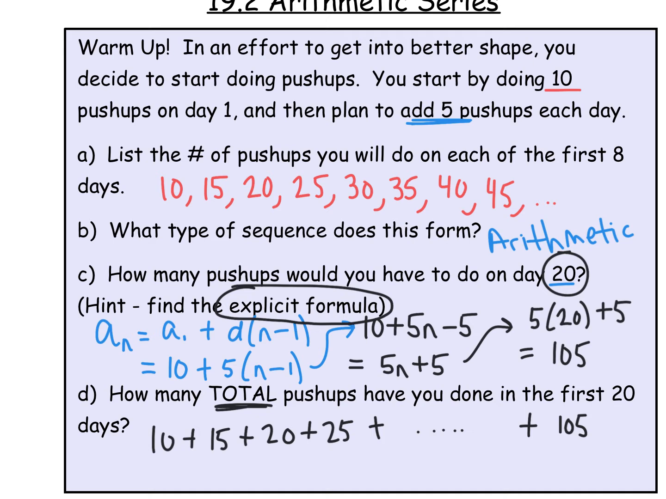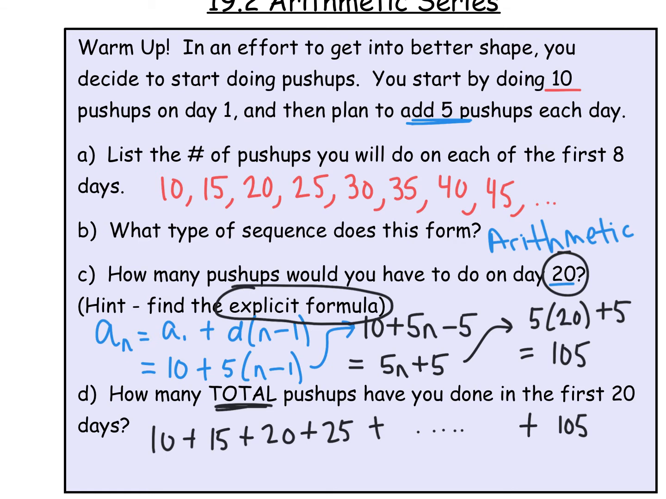Okay, so it might not be crazy difficult to list all 20 terms and add them up. But keep in mind, you could need to find the sum of the first 400 terms. It's just not something that you want to do the long way, if you don't have to. So let's see if we can figure out a way to get that set up and maybe use some patterns and a formula here and see if we can answer this question.